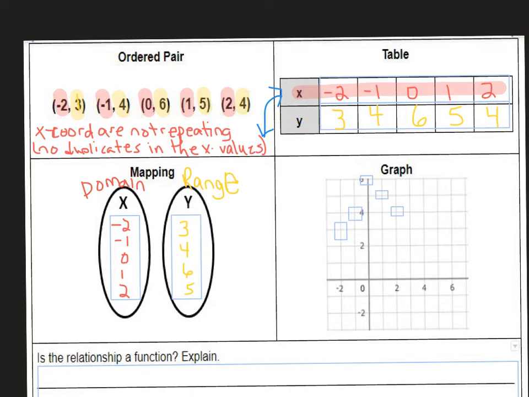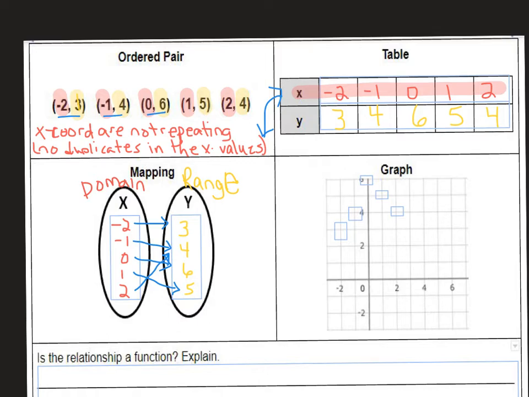All right, so now when we map, we have to actually map these out. Remember, we're drawing arrows to see who -2 is paired with, and I know according to my ordered pair, -2 is paired with 3. -1 is paired with 4. Again, I have one arrow coming from -1. 0 is paired with 6. One arrow is coming from 0. 1 is being paired with 5. So one arrow coming from 1. And 2 is being paired with 4. Again, one arrow is coming from 2.